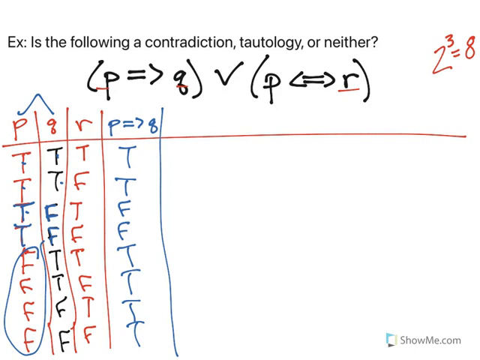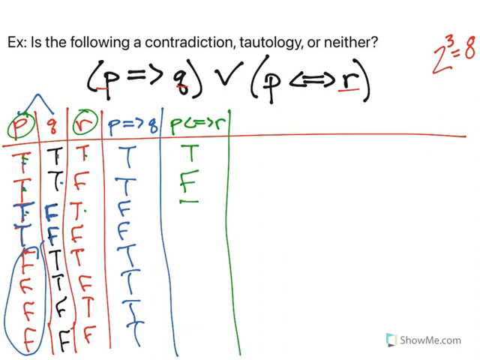Okay, so now let's go to our biconditional, P if and only if R. If they have the same truth value, then it's true. If they have different truth values, then the biconditional will be false. Let's compare P and R. True, true. Same. True, false. Different. True, true. Same. True, false. Different. False, true. Different. False, false. Same. False, true. Different. False, false. Same. So that's how we get that one. Very exciting.